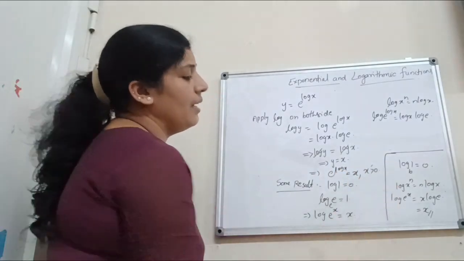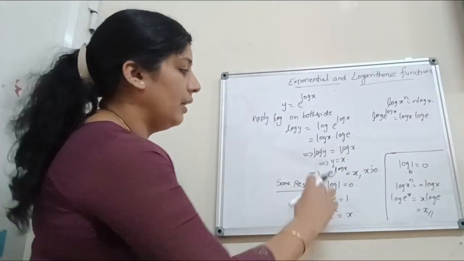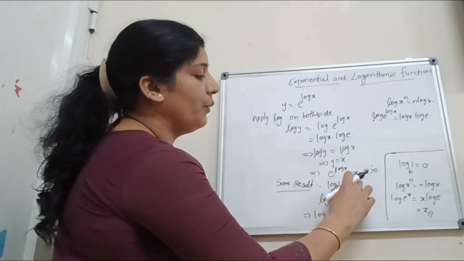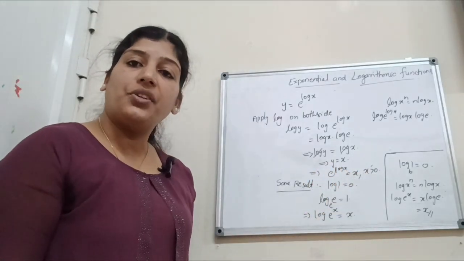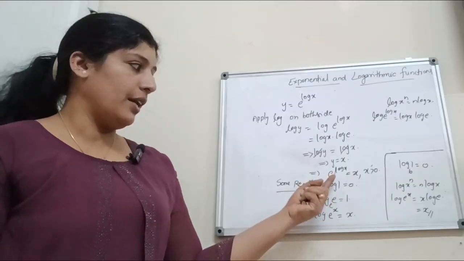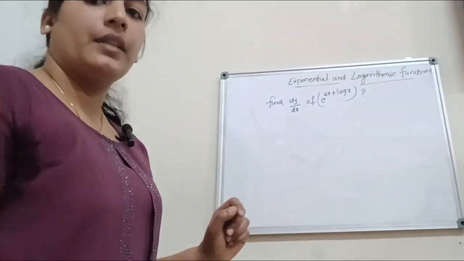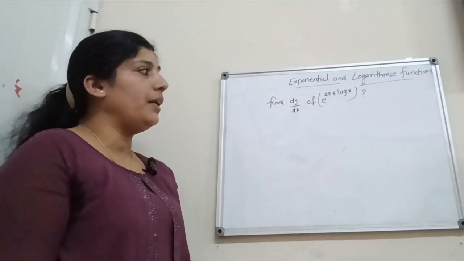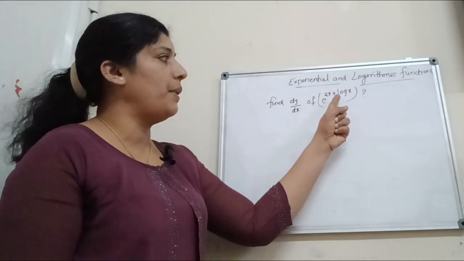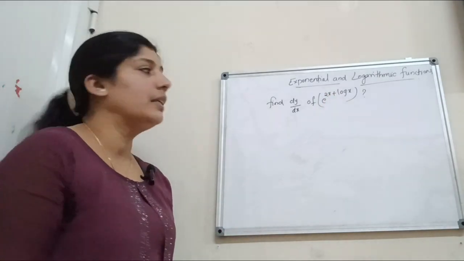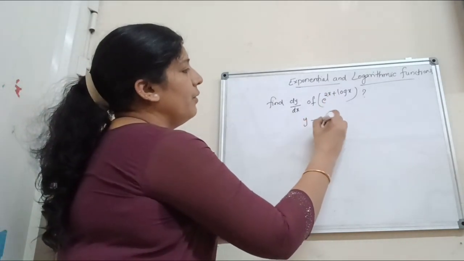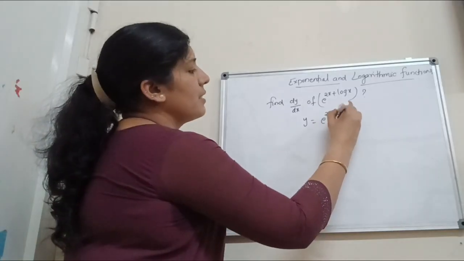Here, x greater than 0. E raised to log x equal to x, where x is always a positive real number. Therefore, e raised to log x equal to x. Next, consider the question. Find dy by dx of e raised to 2x plus log x. That is, here given y equal to e raised to 2x plus log x.